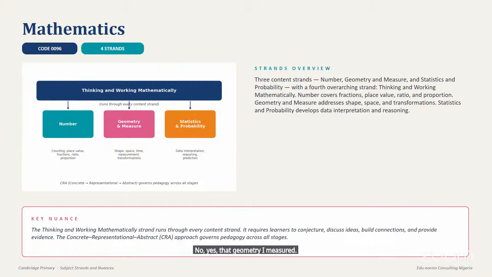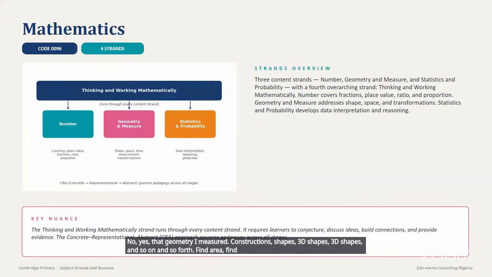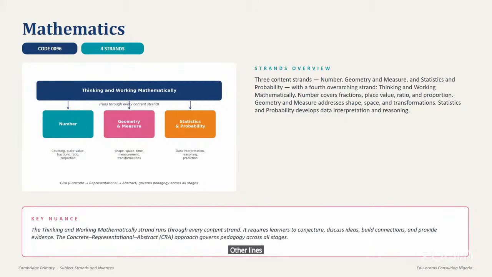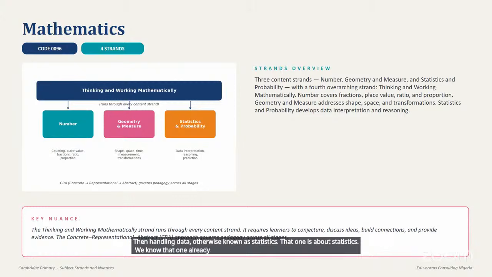Constructions, 2D shapes, 3D shapes, and so on. Find area, find volume, measure everything about diagrams, parallel lines, congruencies, similar triangles, similar objects like that. Those are all geometry and measures. Then handling data, otherwise known as statistics. We know that one already: mean, median and mode, measures of central tendency, and so on. Tally system. Those are statistics. Probability, you know what it means.